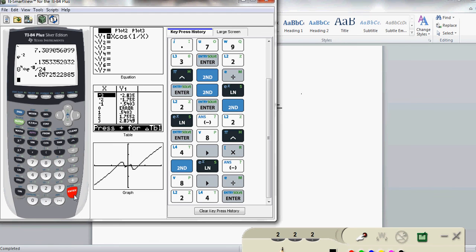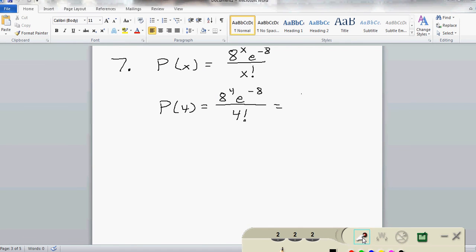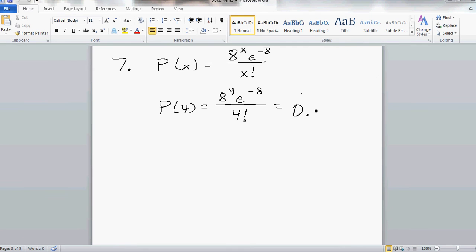And so hit enter, and we end up with 0.057. And so if we interpret this, what is the probability that we're going to sell 4 jars in a week? We have a 5.7% chance of doing that.